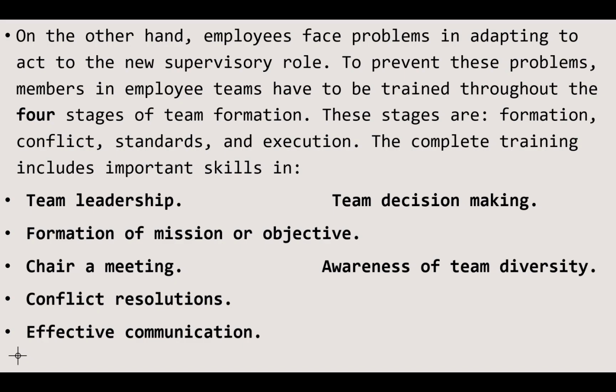And then on the other hand, employees face problems in adapting to the new supervisory role. To prevent these problems, members in employee teams have to be trained throughout the 4 stages of team formation. These are formation, conflict, standards, and execution. The complete training includes important skills in, for example, team leadership, formation of mission of objective, chairing a meeting, conflict resolution, effective communication, team decision making, awareness of team diversity. So I guess this one is understandable, so I will not dig deeper in here.